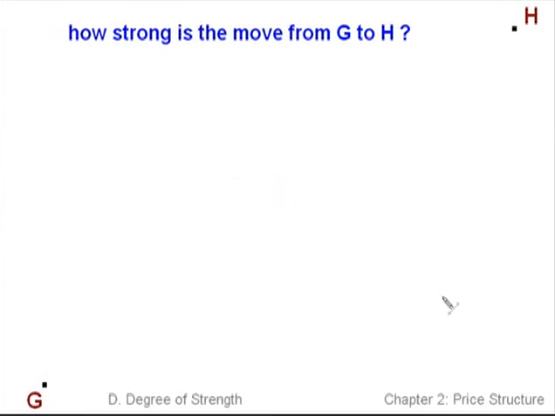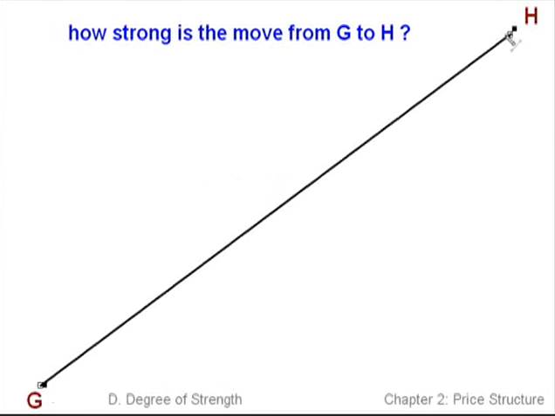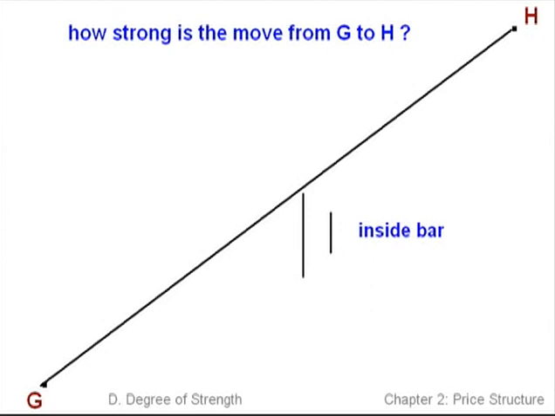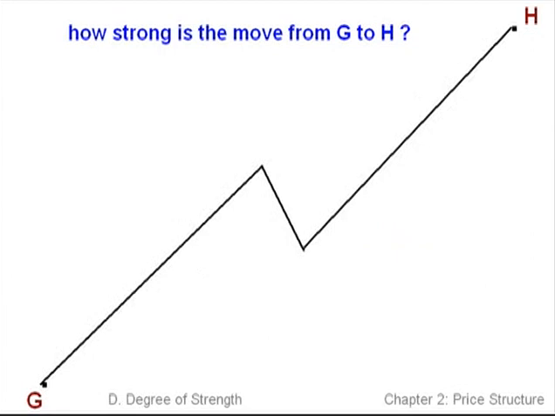If the move unfolds just bar to bar, then that would be the strongest scenario. If the bars are long with very little overlap, that makes it even stronger. And of course, G to H is a simple price range. If there is an inside bar or an outside bar along the way, that makes it a little bit less strong because now you have a little hiccup in the middle. If the market unfolds as a measured move but with a shallow retracement, that makes it a little bit less strong because now you have a speed bump along the way.